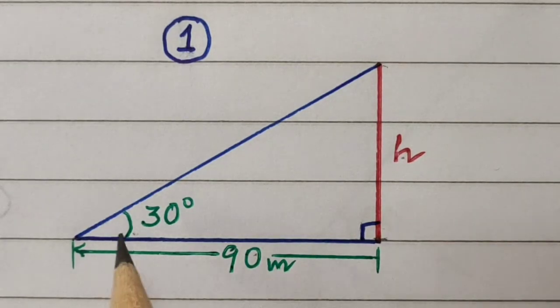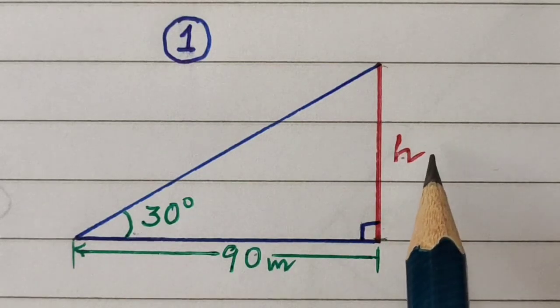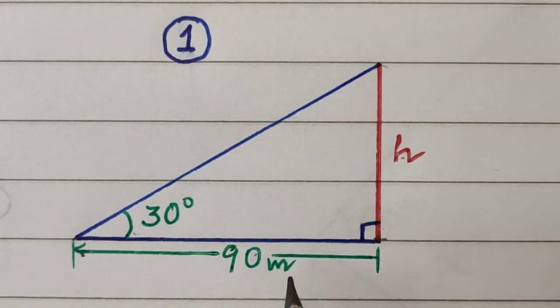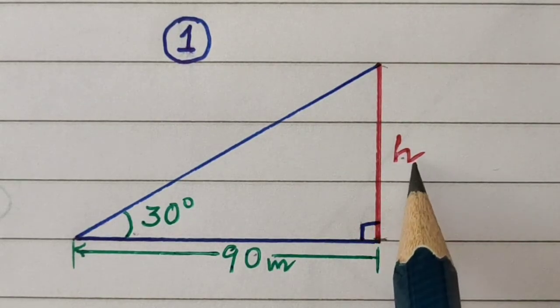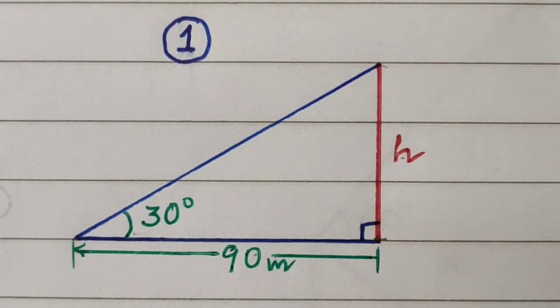Tan 30 degrees is 1 by root 3. Therefore 1 by root 3 is equal to h by 90. Therefore h is equal to 90 by root 3. So after calculations we got h, the height of the tower, is equal to 51.96 meters.